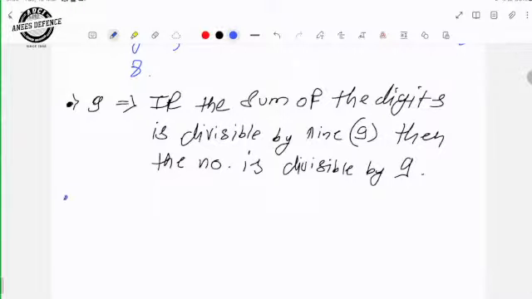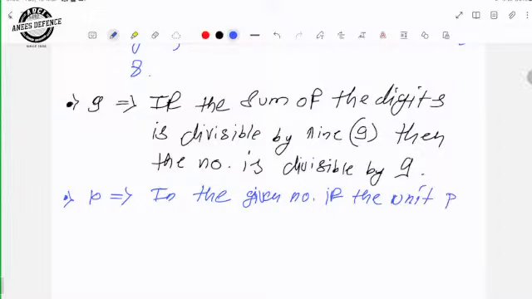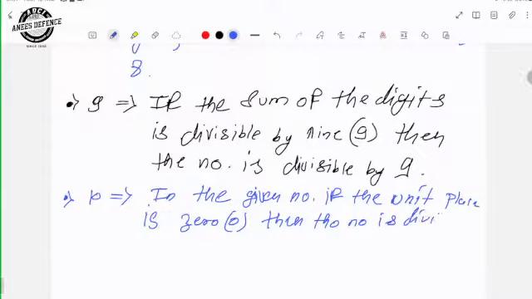For 10 it is very easy. In the given number, if the unit place is 0, then the number is divisible by 10. You got my point, beta?